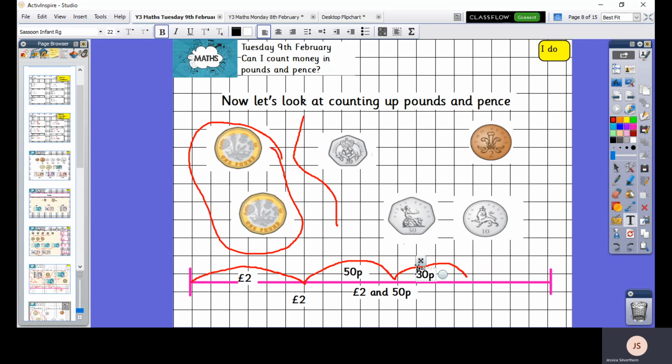So no pound sign again because I am dealing with pence. There we go. And then I can add it on to what I've got here. So £2 and 50 pence. I'm going to work out the pence separately to the pounds. So 50 pence add 30 pence. That's the same as adding on 3 tens. So here we go. So 50, 60, 70, 80 pence. So here I have got £2 and 80 pence. So here we go. 80 pence. There we go.